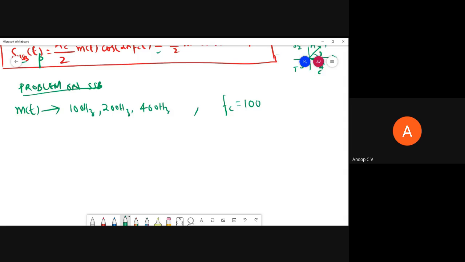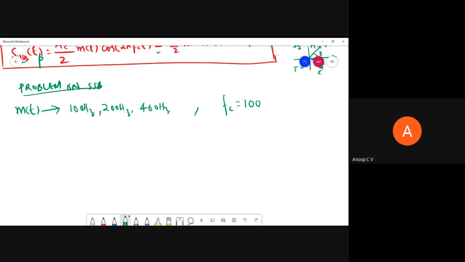This message is applied to an SSB modulator together with the carrier at 100 kilohertz, with the USB retained.